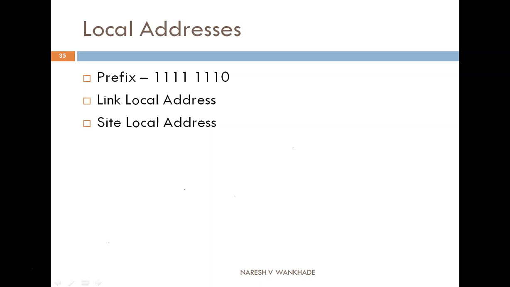Here, this local address has a prefix field of 8 bits. When there is a link local address, this 8-bit field will be followed by 10, and when there is a site local address, this 8-bit field will be followed by 11. Means total prefix field for the link local address and the site local address is of 10 bits.